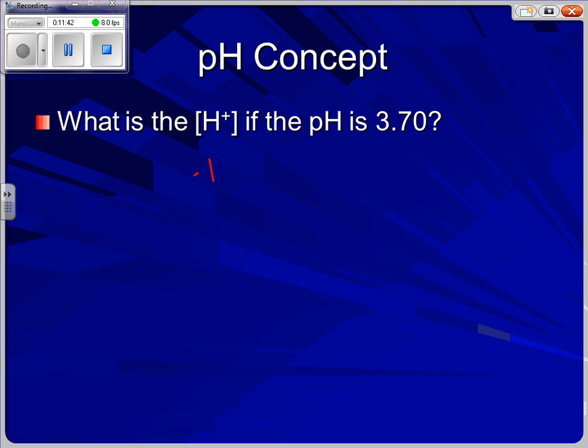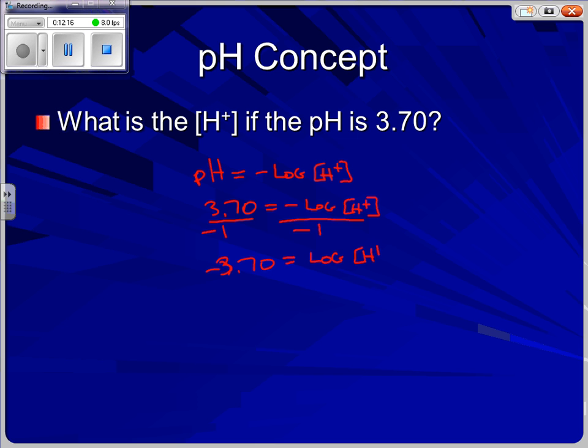So I say, okay, pH is going to be the negative log of my hydrogen concentration. Well, my pH is 3.70. That's going to equal the negative log of my hydrogen concentration. I'm going to divide both sides by -1. So -3.70 is going to equal the log of my hydrogen concentration. Now I need to divide both sides by log. You can't divide something by log, but you can multiply by its reciprocal, same thing.